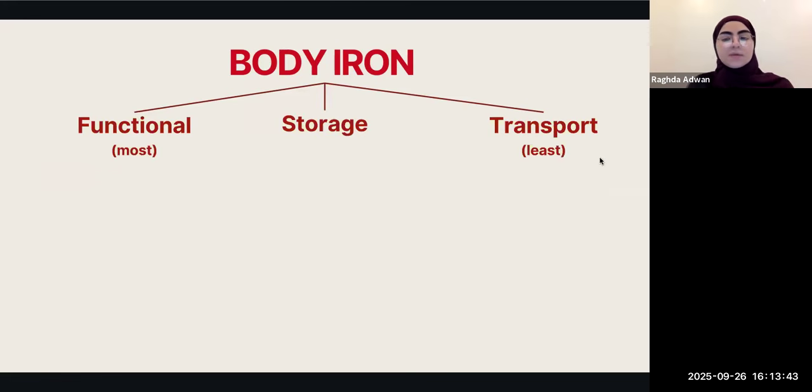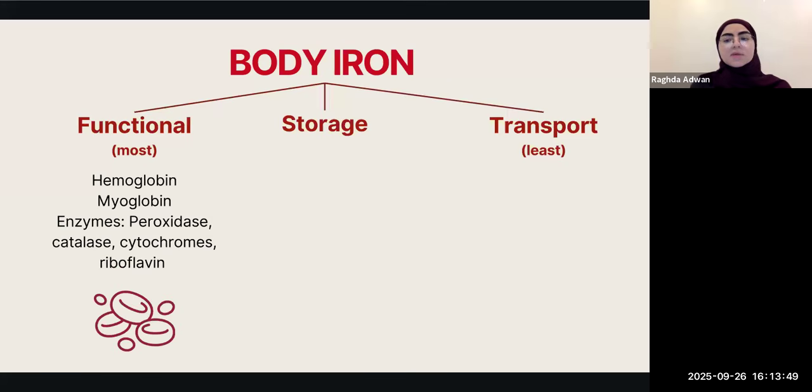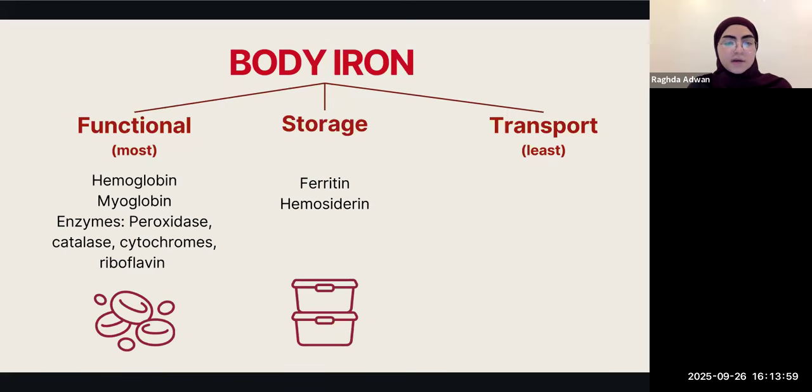The body has iron in multiple forms. Functional iron has a function of carrying oxygen or is part of enzymes, enzyme reactions forming ATP or other things. So obviously the functional forms of iron are in hemoglobin, in myoglobin, and enzymes such as these. There's a storage form of iron. There's ferritin and hemosiderin. Hemosiderin is just a broken down form of ferritin, but these two forms are there to store iron in our body.